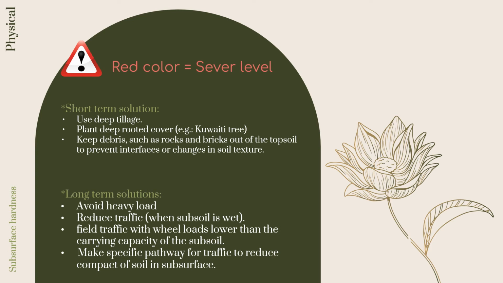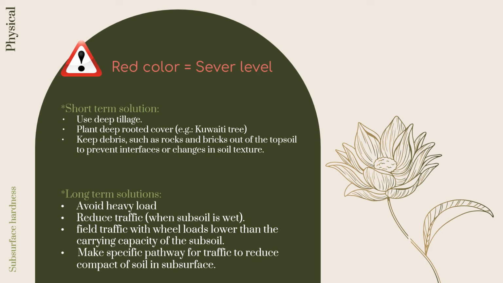The third physical indicator is the subsurface hardness. This is a red color, which means severe level. We have many solutions. The short-term solution is to use deep tillage to create cracks in the subsoil to reduce compaction. Also, we plant deep-rooted cover crops, for example, we use Kuwaiti trees because they have very huge roots.